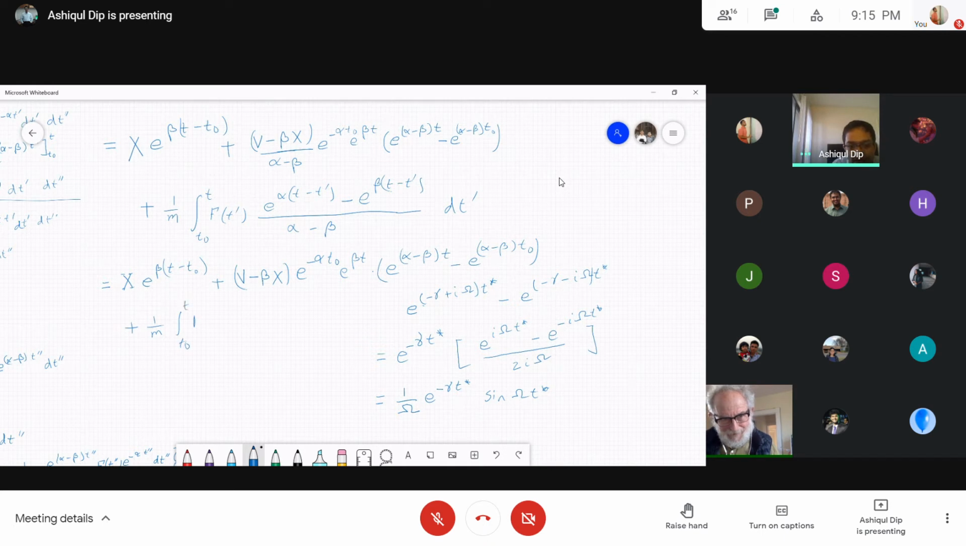From t0 up to t, f at t prime, and then this whole thing has become 1 over omega e to the power negative gamma. What is t star here? It is t minus t prime, right? And then sine omega t star means t minus t prime, dt prime, right? Yeah.